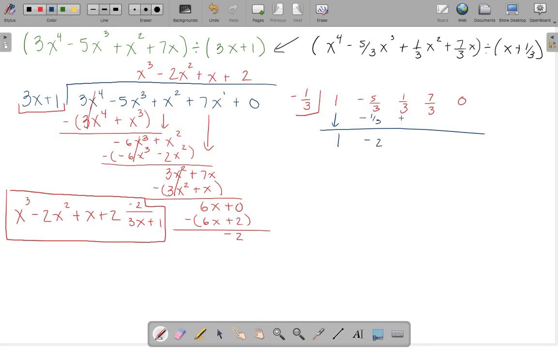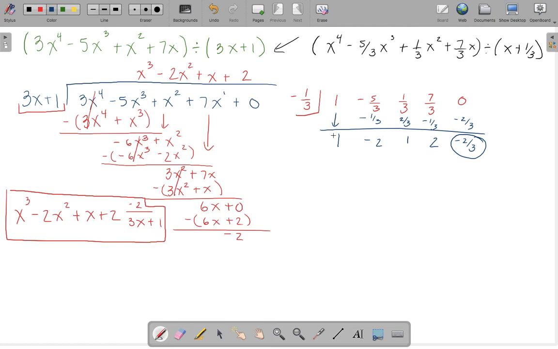The product here ends up being a positive 2/3. 1/3 and 2/3 is 3/3, better known as the number 1. 7/3 minus 1/3 is 6/3, which is another 2. And now we get negative 2/3 here. So you seem to have this remainder. Now remember, we divided everyone by 3 at the outset.